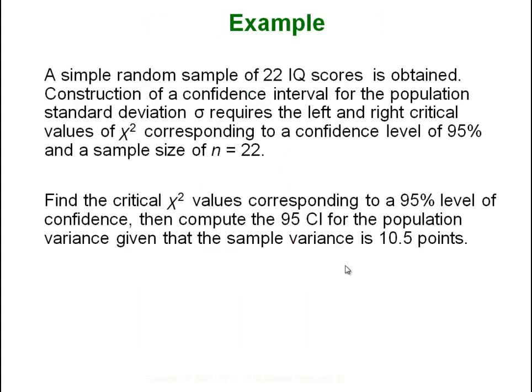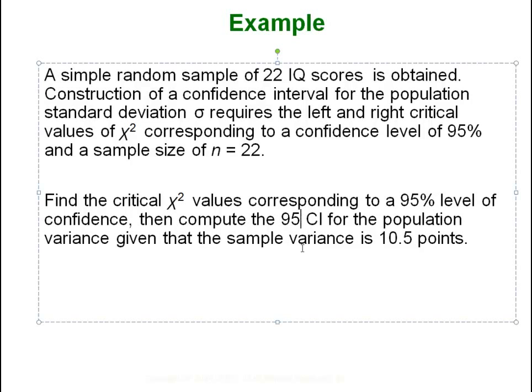Now back to the second part of the question. Now that we've found those critical values, we then want to compute the 95% confidence interval for the population variance, given that the sample variance is 10.5 IQ points. In order to actually calculate our confidence interval, we need to now also know the sample variance. So that's the extra piece of information that we needed in order to do this second part.